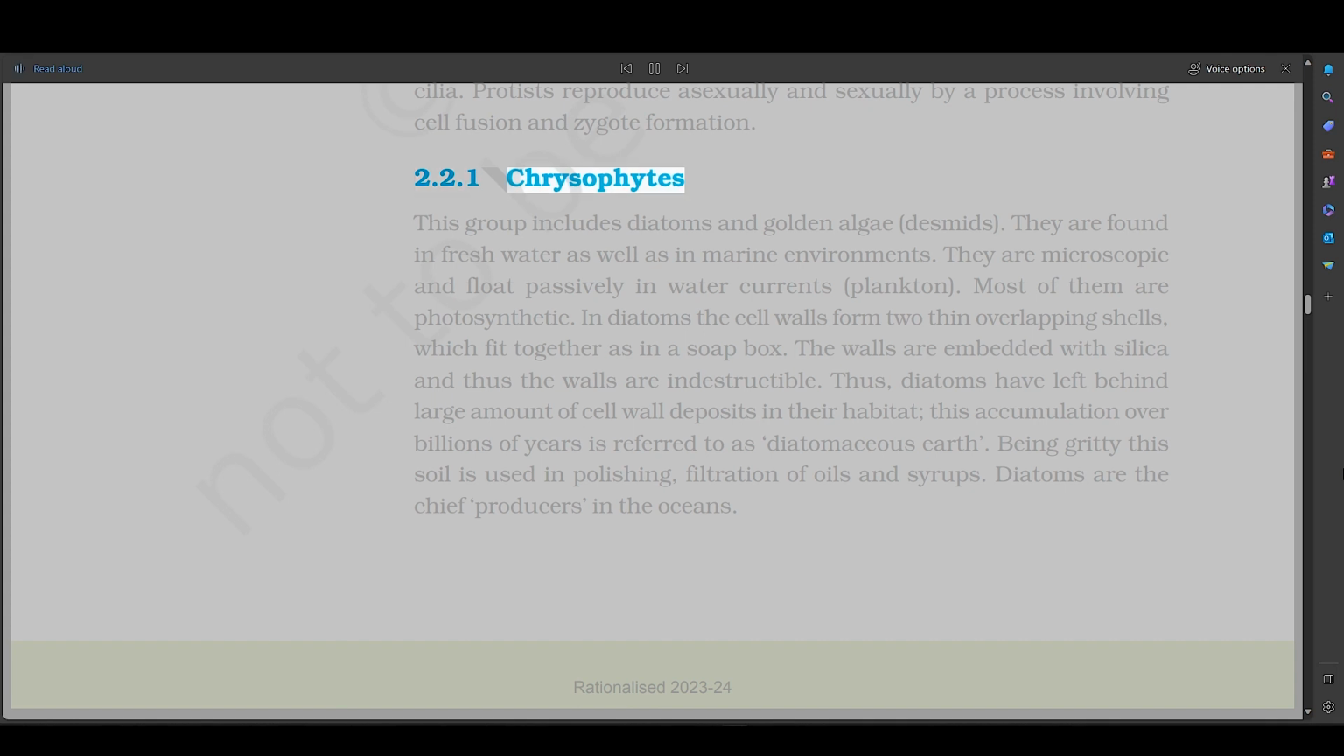2.2.1 Chrysophytes. This group includes diatoms and golden algae (desmids). They are found in fresh water as well as in marine environments. They are microscopic and float passively in water currents (plankton). Most of them are photosynthetic. In diatoms, the cell walls form two thin overlapping shells, which fit together as in a soapbox. The walls are embedded with silica, and thus the walls are indestructible. Thus, diatoms have left behind large amounts of cell wall deposits in their habitat. This accumulation over billions of years is referred to as diatomaceous earth. Being gritty, this soil is used in polishing, filtration of oils and syrups. Diatoms are the chief producers in the oceans.